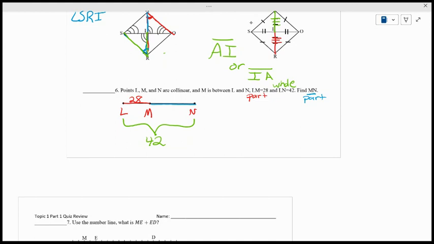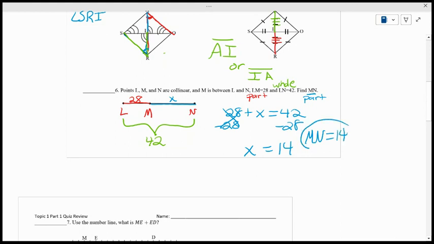I'm going to go ahead and put a variable here. That's my X. That's what I'm trying to find. So you add the parts. So 28 plus X gets you the whole thing. That's a simple equation. You guys did algebra. You can solve that. To get rid of a positive 28, you subtract. X equals 14. But you don't want to stop there. Geometry is very picky. You need to say MN is 14 and circle that.